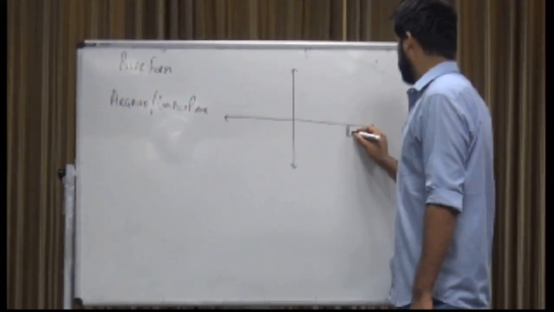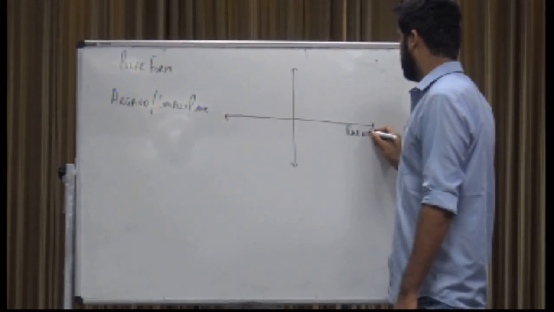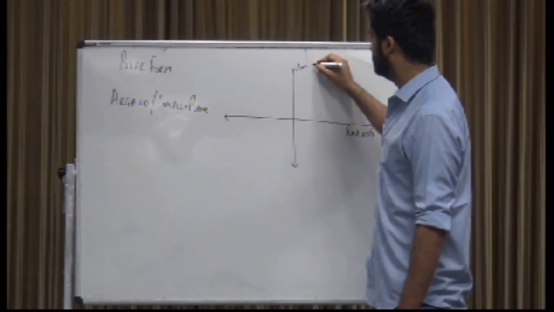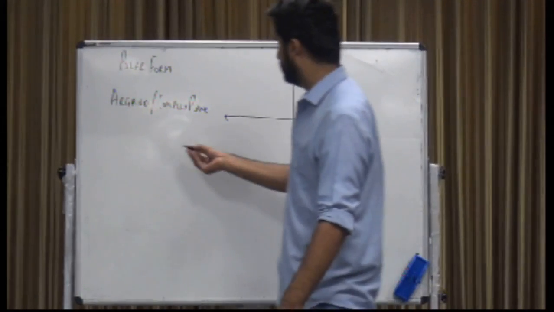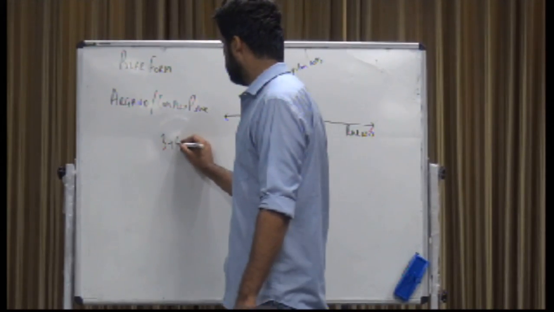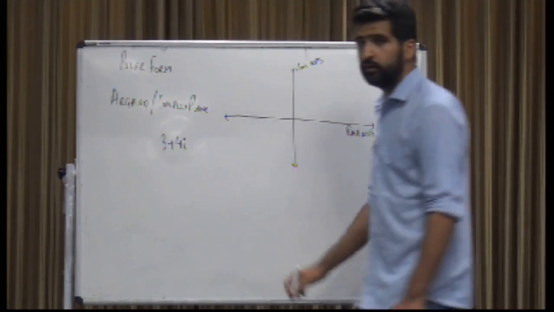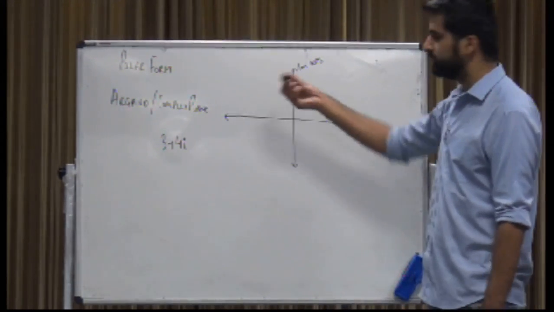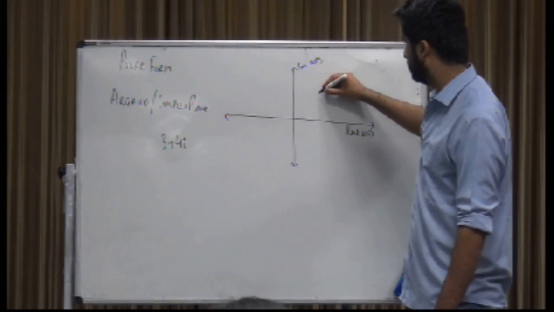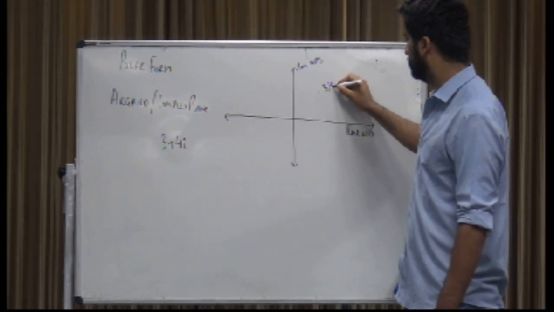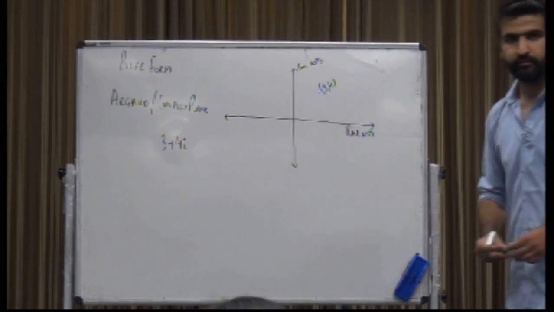So in this complex plane, this is the real axis and this is the imaginary axis, right? So if we have a complex number like 3 plus 4 iota, then the coordinates on the Argand plane would be 3 comma 4. This is the point on the Argand plane.